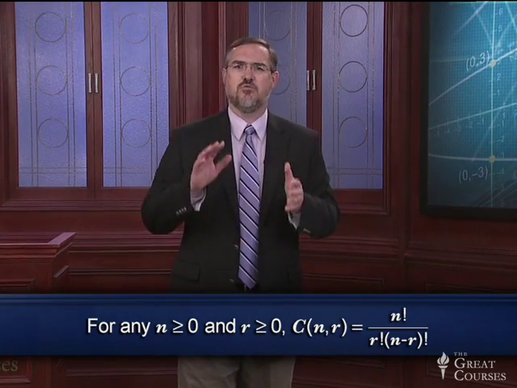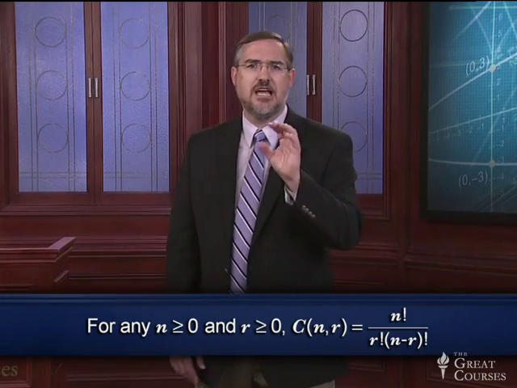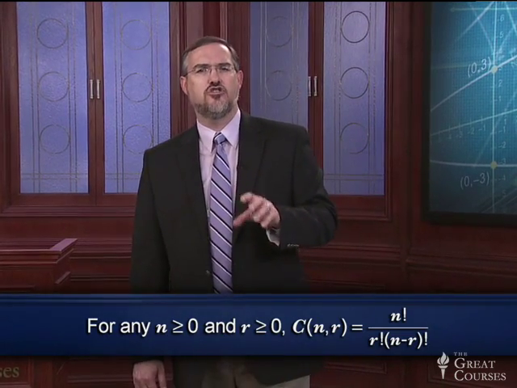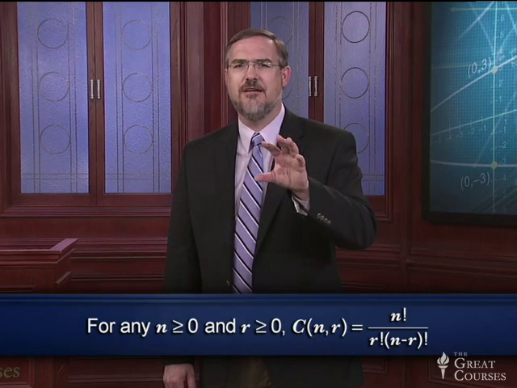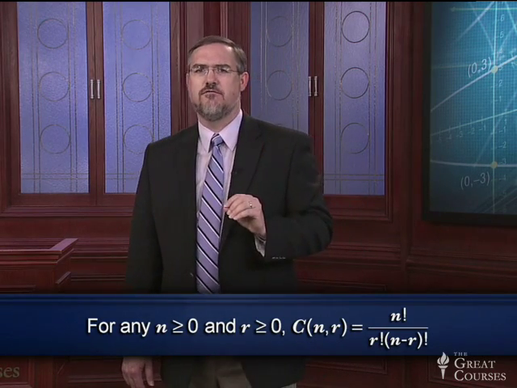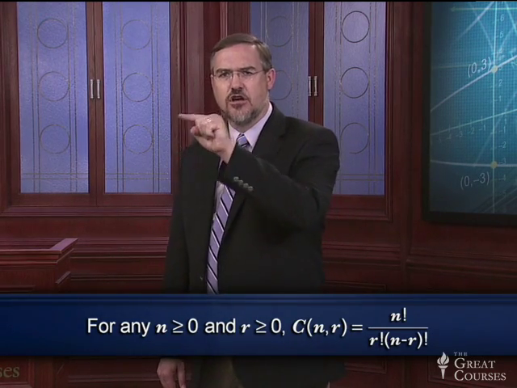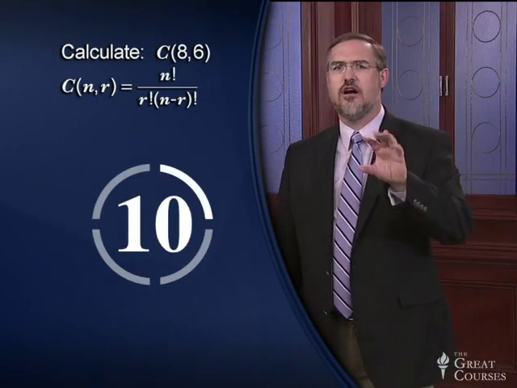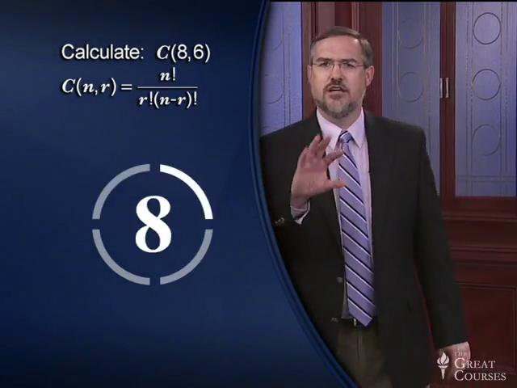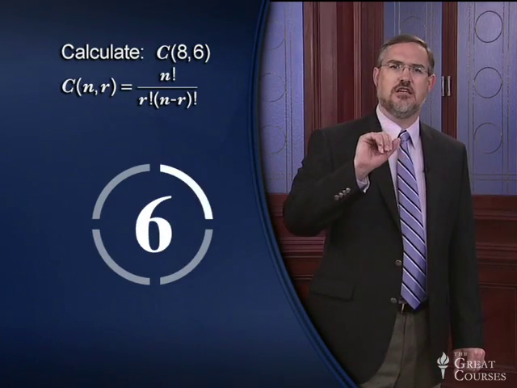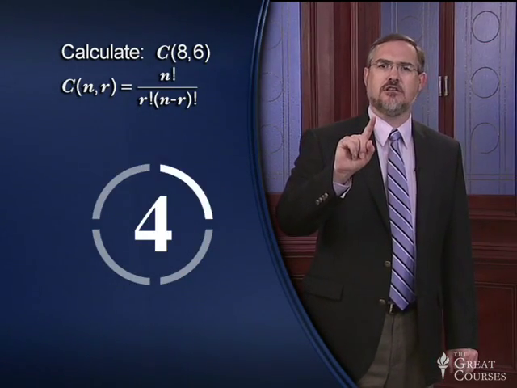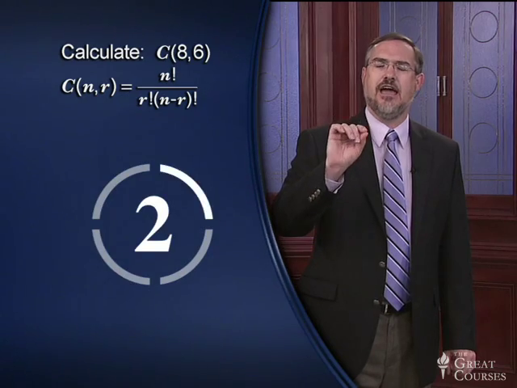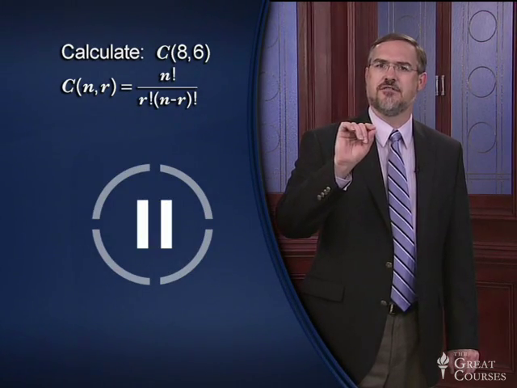Let me just suggest that we check to make sure we see how it works by trying two relatively good-sized examples just to make sure that the formula really does give us the correct values in Pascal's triangle. So I'm going to suggest you try this one for yourself and do the calculations, and then we'll see if we get the right answer. Calculate C of 8 comma 6.